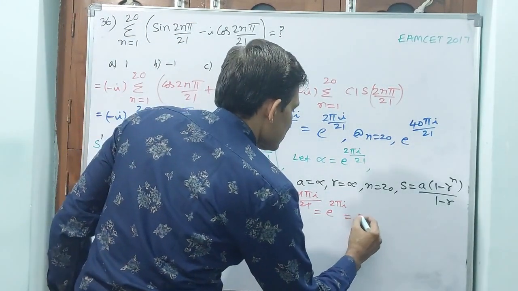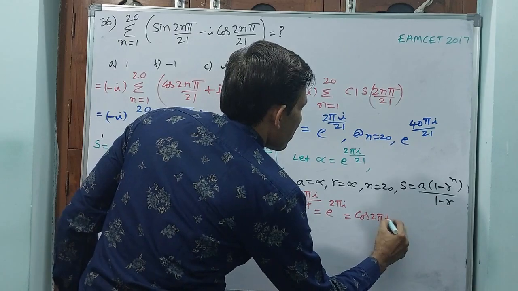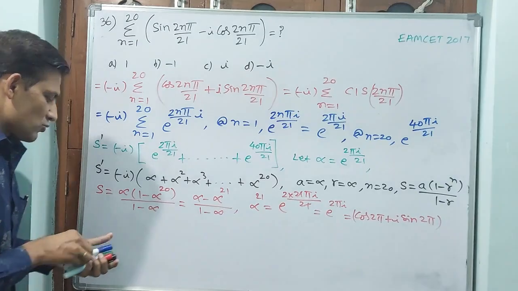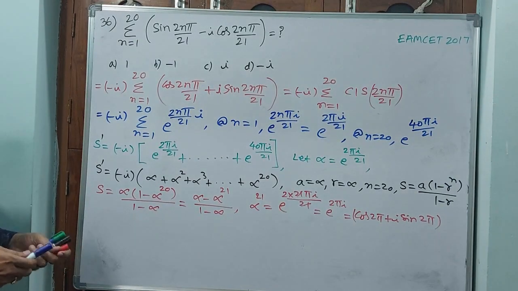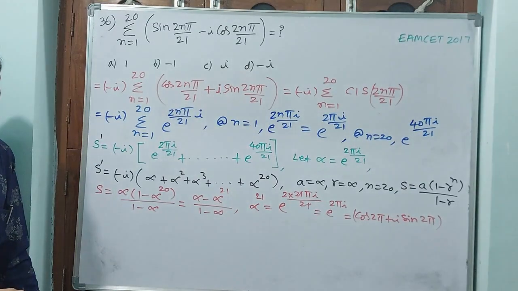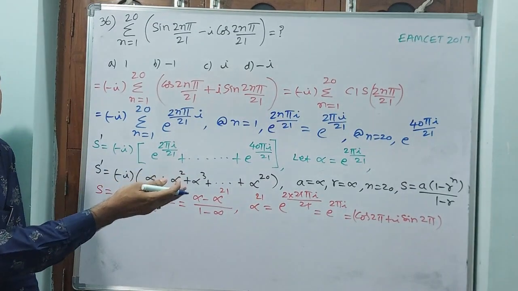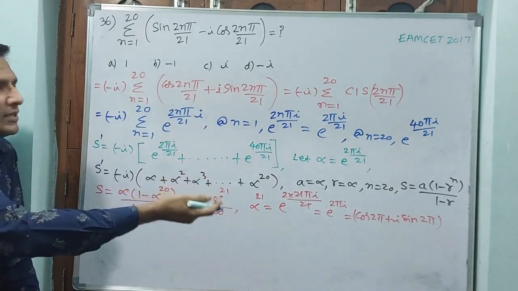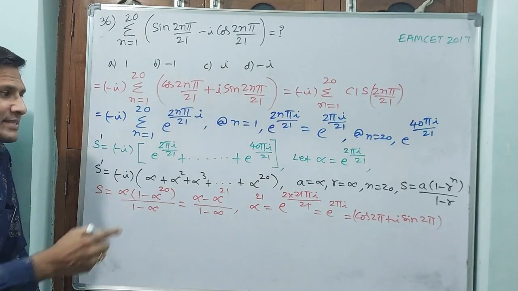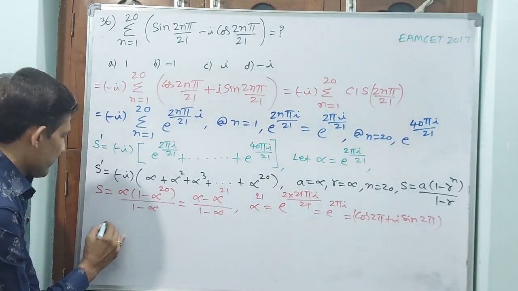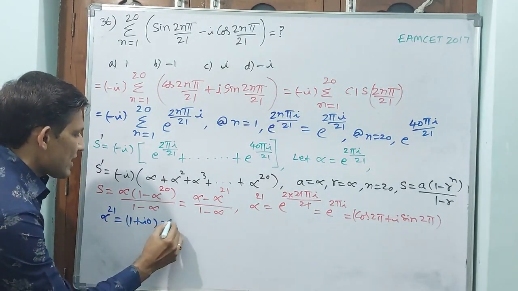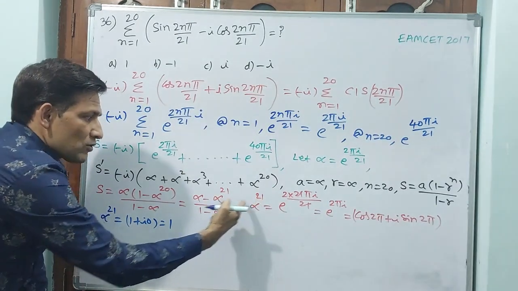Originally this value is how much? Cos 2 pi plus I sin 2 pi. Cos 2 pi value is 1. Sin 2 pi value is 0. Origin, starting point. Cos 0, sin 0, both are same. Cos 2 pi are cos 0, sin 2 pi are sin 0, 360 degree. Okay. 1 plus I0. You see what I am writing? Alpha to the power of 21 is equal to 1 plus I0. What is this value? 1. That means we can keep alpha to the power of 21 as 1.